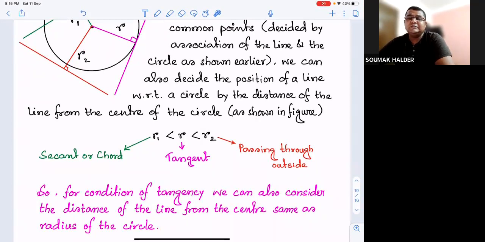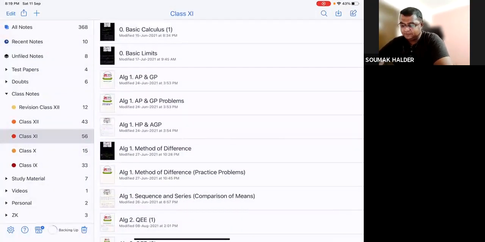Now, when we consider a circle, it is in the simplest form if it's centered at the origin and the radius is r. That's x square plus y square is equals to r square. And we know how to address the parallel shift of coordinate axes so that the origin shifts parallelly to alpha comma beta. Let us have a look at that particular section.